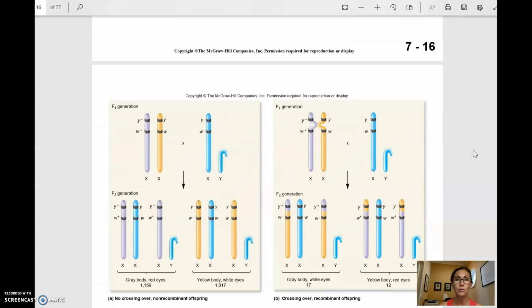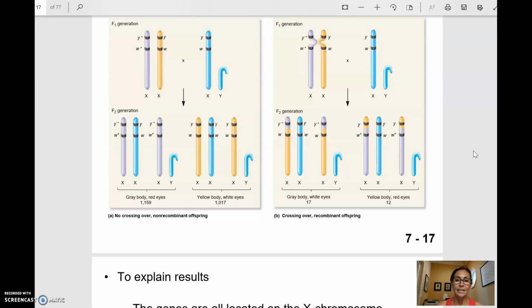Now, how do they know this? It turns out that the Y chromosome has a weird shape. It has this little kind of hook shape. It looks kind of like a candy cane, a blue candy cane. The female X chromosomes are very long, so they're easy to distinguish from the Y chromosome.